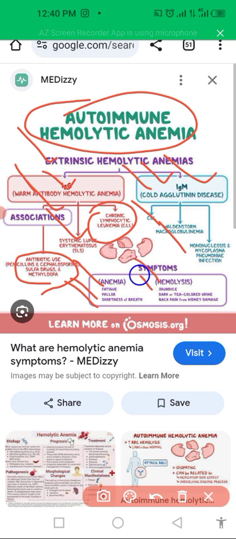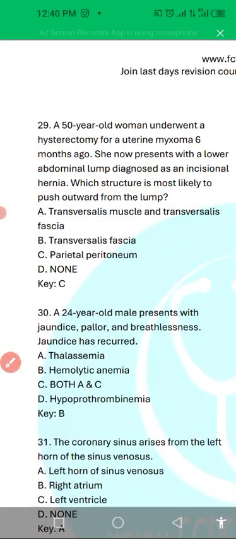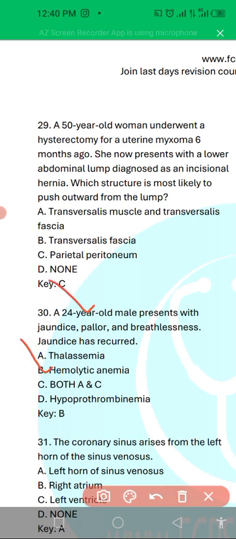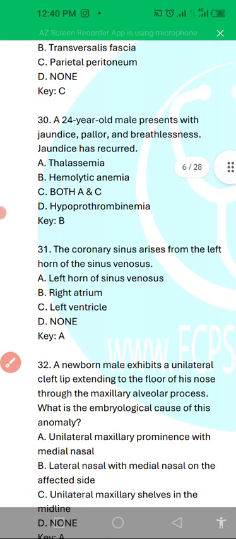Hemolysis results in jaundice, dark tea-colored urine, back pain, and kidney damage because of hemoglobinuria. So in this way, the patient will have intrinsic hemolytic and extrinsic hemolytic, breathlessness, pallor, yellow discoloration. So hemolytic anemia will be there.